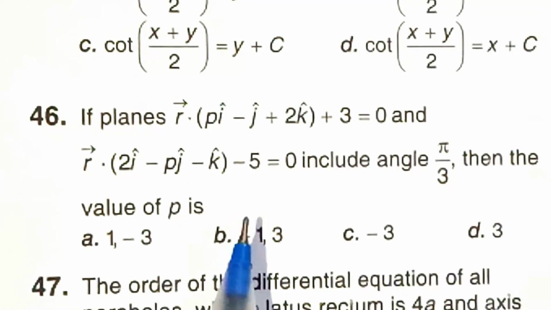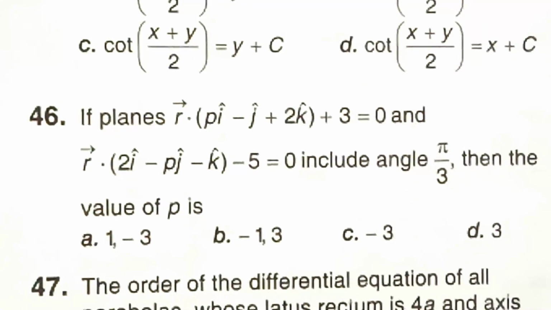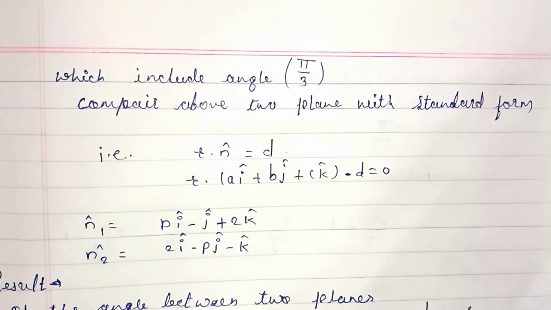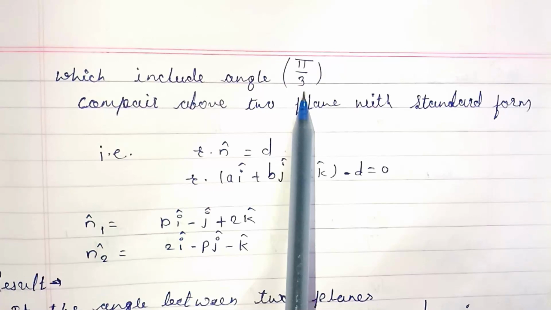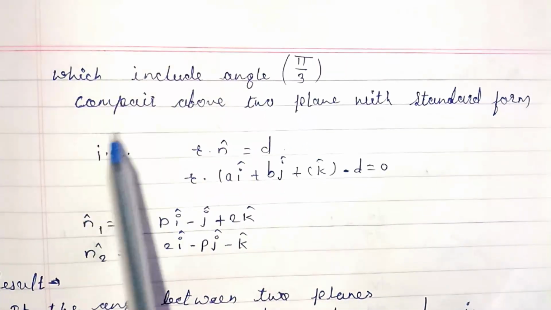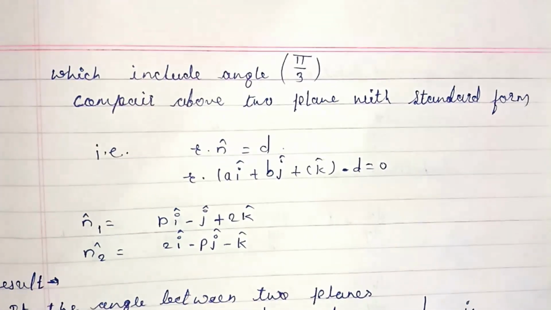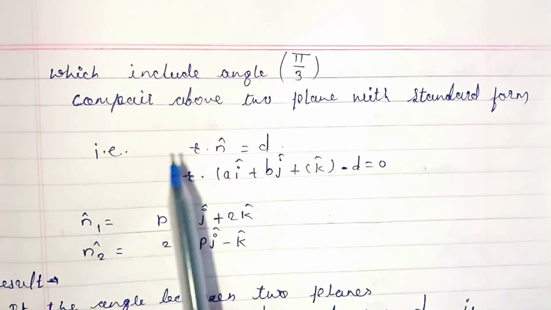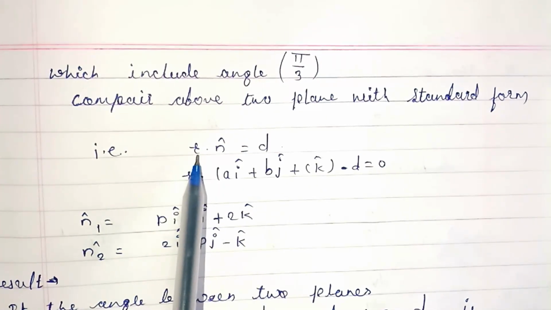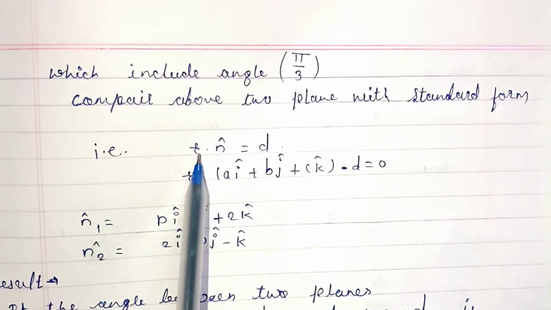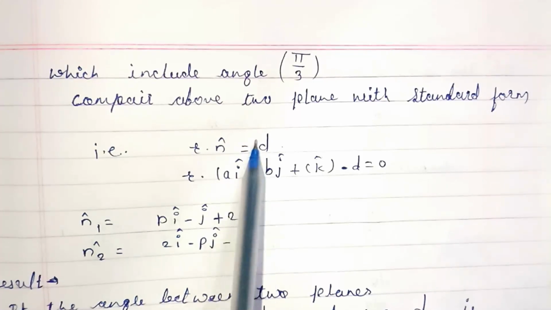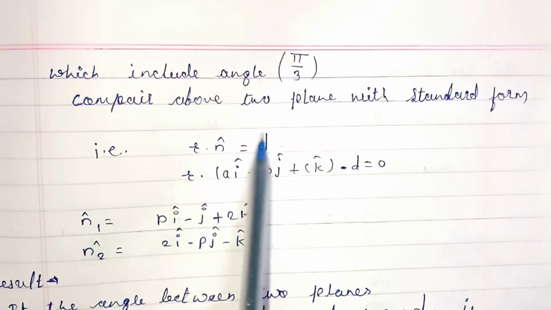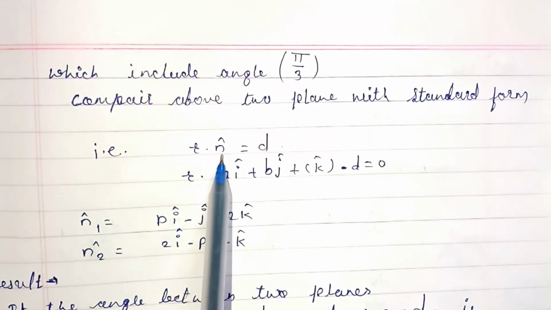Now let's dive directly into our solution and see how the solution looks. We are given two planes which include the angle pi by 3. These two planes we have to compare with the standard form of the equation of a plane. The standard form says that if we have a plane, we write it as r dot n cap equals d. This is the equation of a plane for a single plane, and we have two planes given.